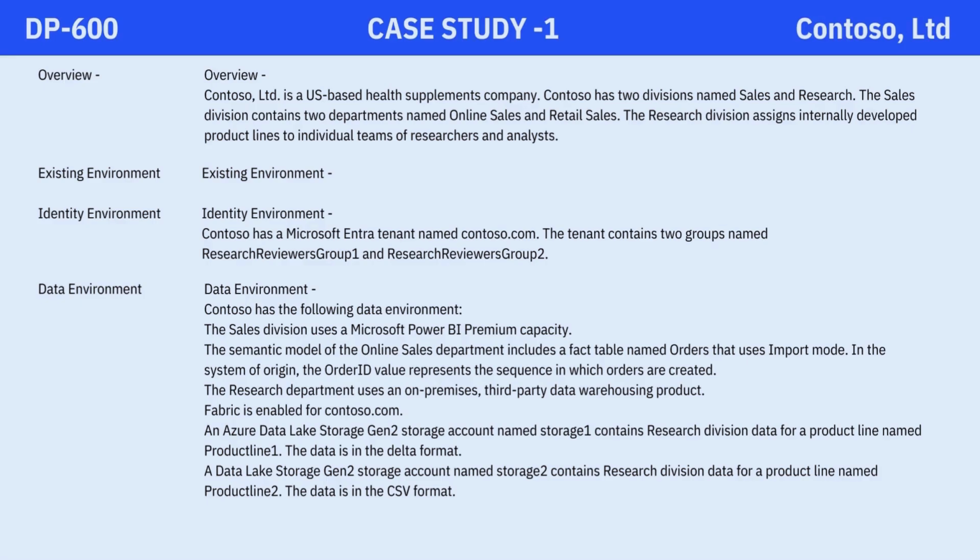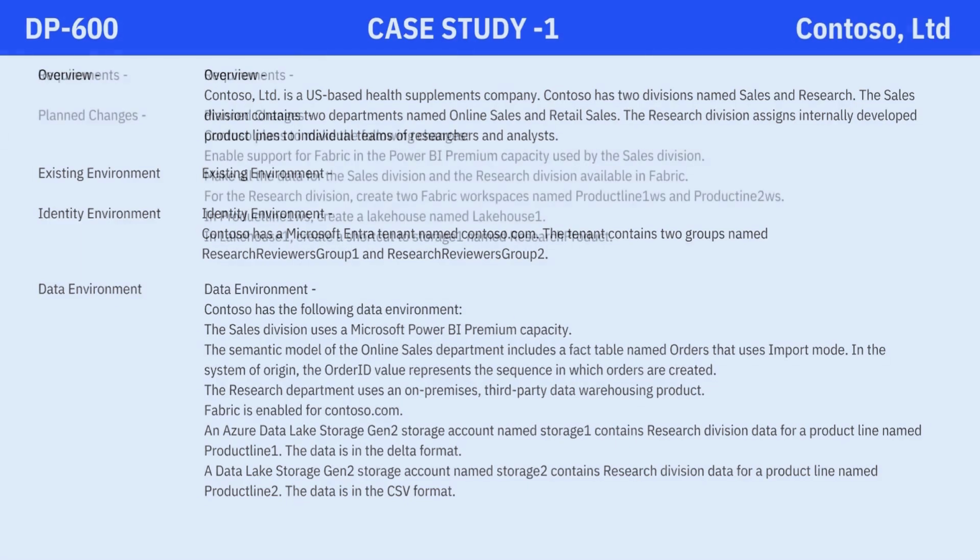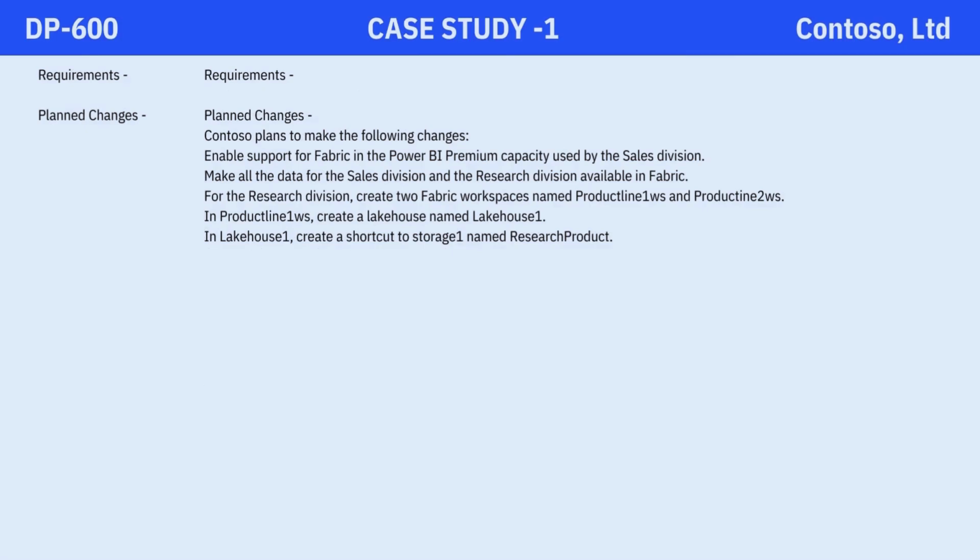An Azure Data Lake Storage Gen2 storage account, named Storage1, contains Research Division data for a product line named Product Line 1. The data is in the Delta format. A Data Lake Storage Gen2 storage account, named Storage2, contains Research Division data for a product line named Product Line 2. The data is in the CSV format.